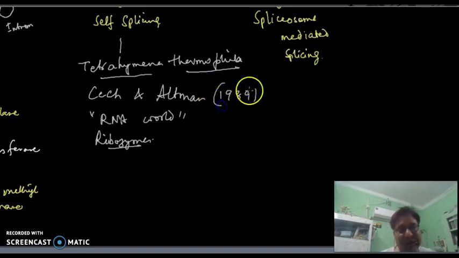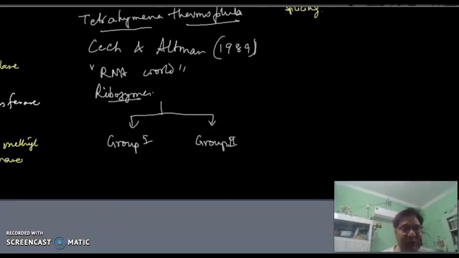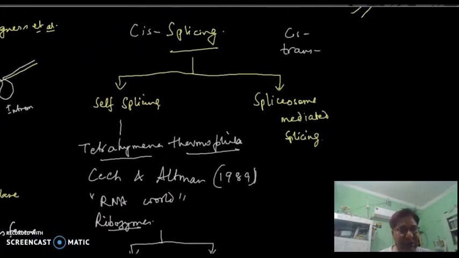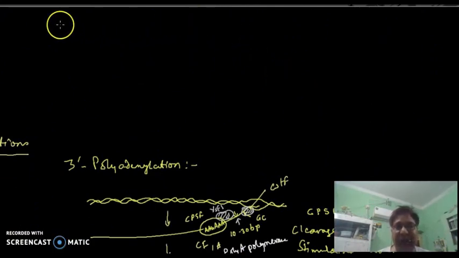In fact, self-splicing is also of two types, group 1 and group 2. In both cases, there is no enzyme or protein involved. The RNA itself has the capacity to cleave itself and rejoin the exons on both sides. So how does this occur? First, let us see group 1 splicing.